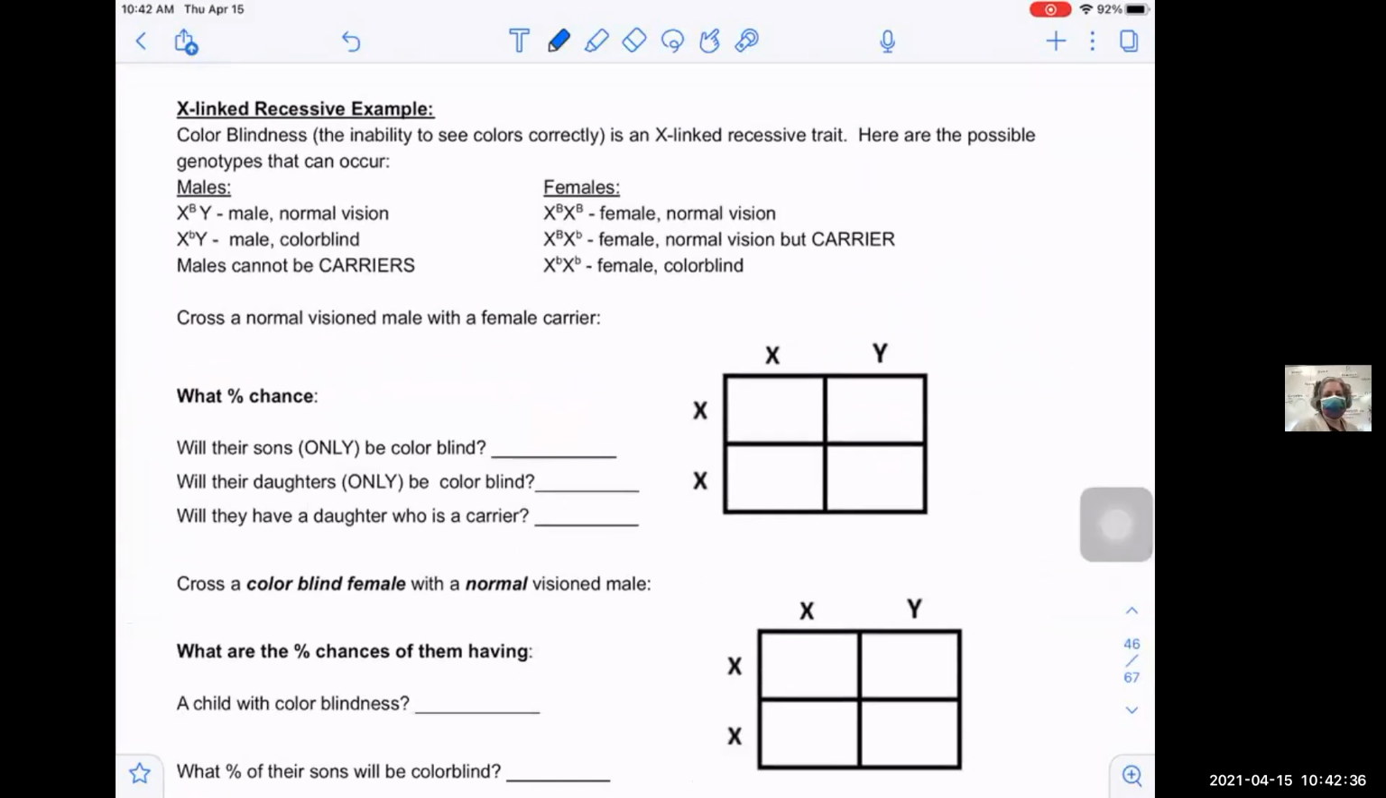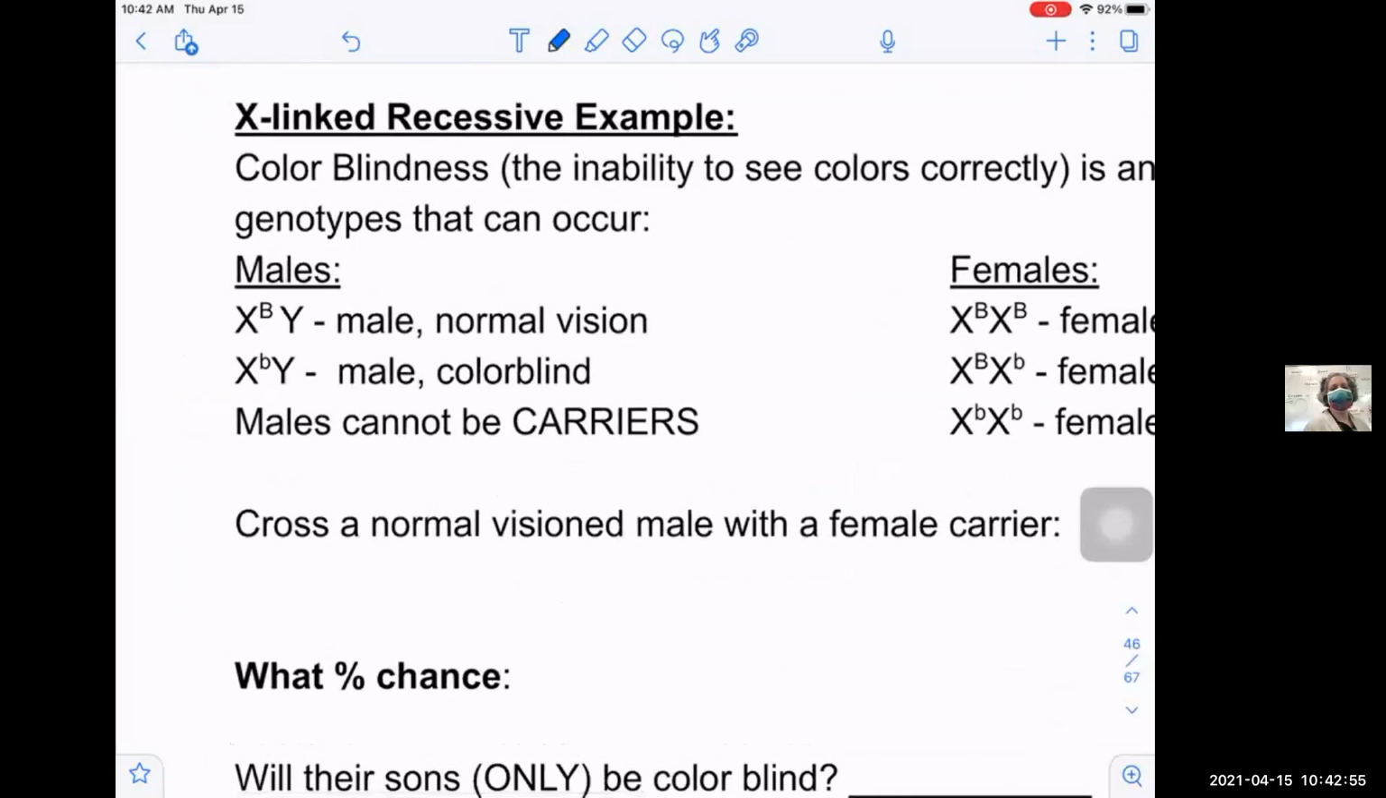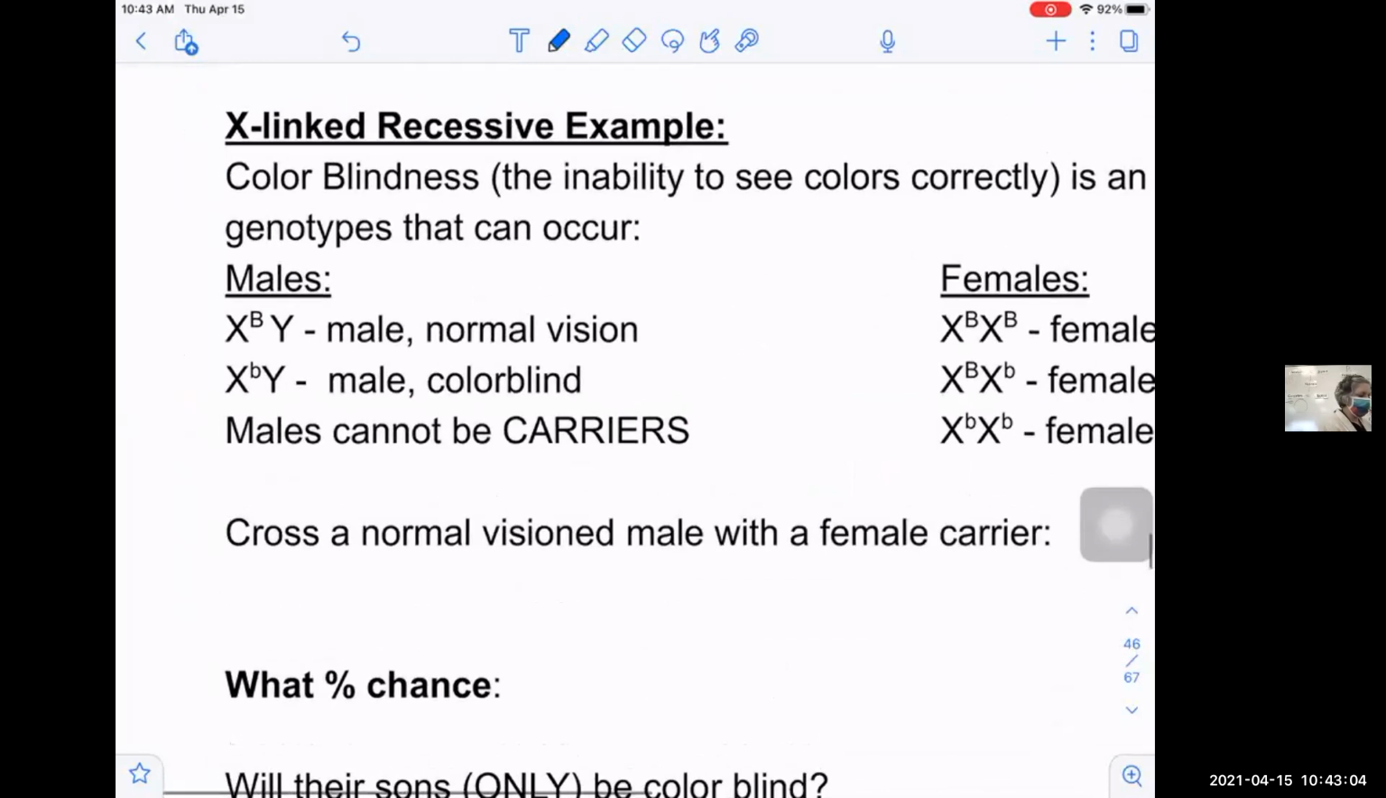All right, so we're going to look at an example here. We're going to look at color blindness, the inability to see colors correctly. And this is an X-linked recessive trait. So here are the genotypes that can occur. We're going to use a little b to represent color blindness. Because it's recessive, the recessive allele causes the color blindness. So males are either X big B Y, they have the dominant allele and they have normal vision, or they can be X little b Y, and then they are colorblind.